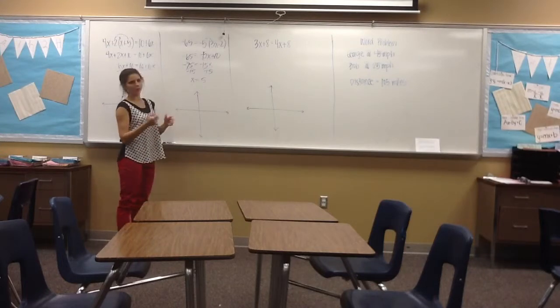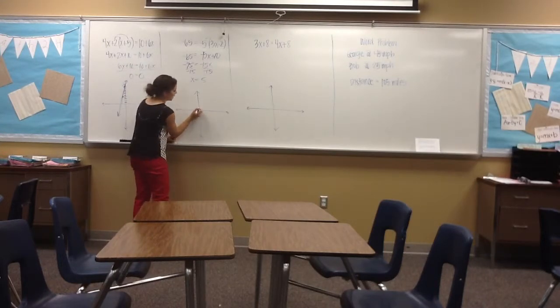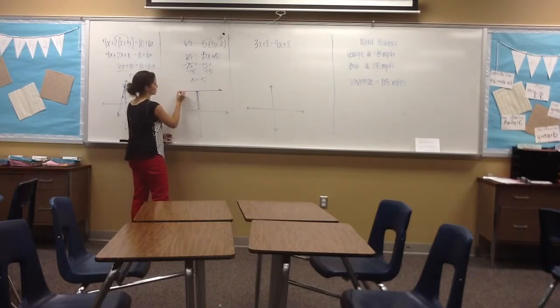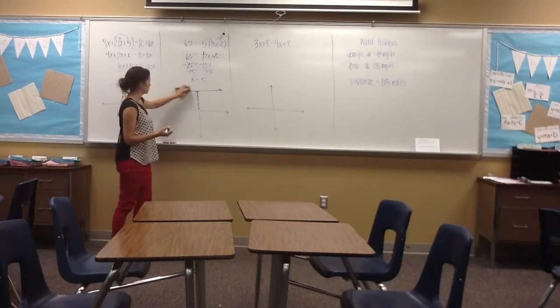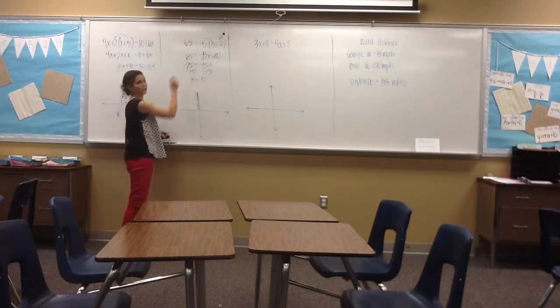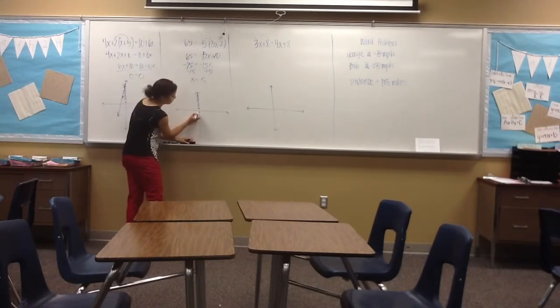So I'm going to go by 5. So 5, 10, 15, 20, 25, 30, 35, 40, 45, 50, 55, 60, 65. So we're going to have a line that goes through 65. Oh, I did it wrong. It should go through at negative 65. So we're going to go down here. 5, 10, 15, 20, 25, 30, 35, 40, 45, 50, 55, 60, 65.